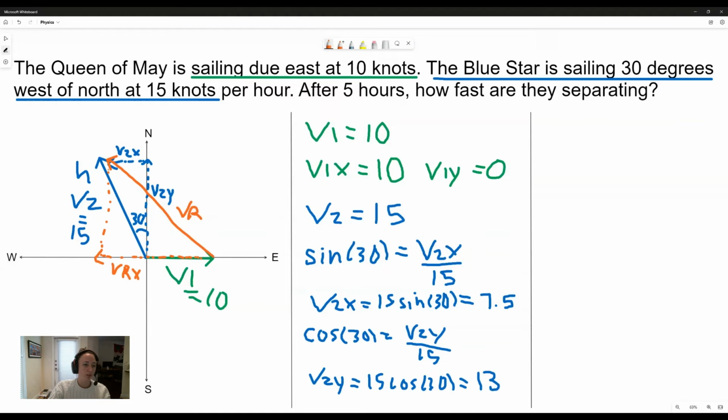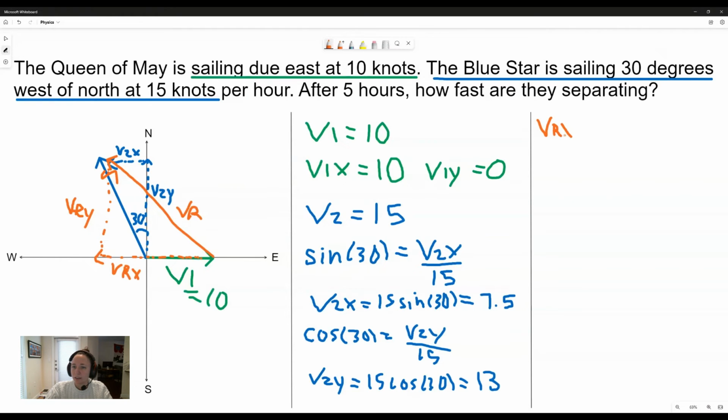Then I can also draw VRY. This would be VRY, and you can see that the y component of the resulting vector is the sum of the y components of V2 and V1. Let's go ahead and write this out.